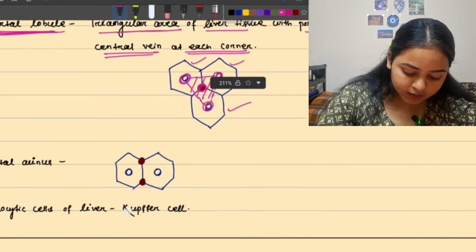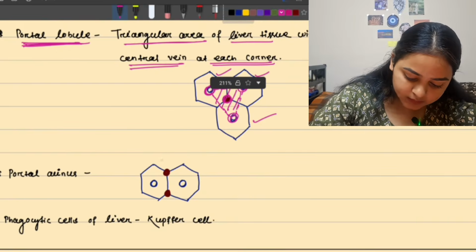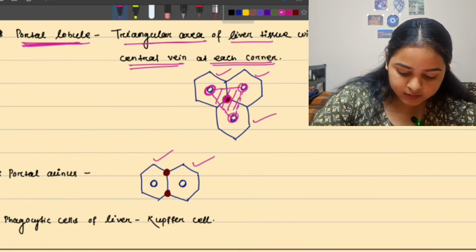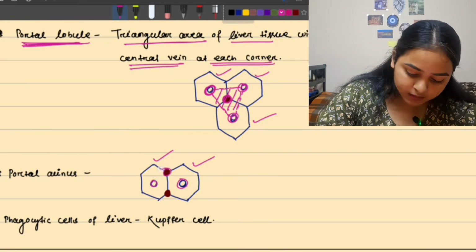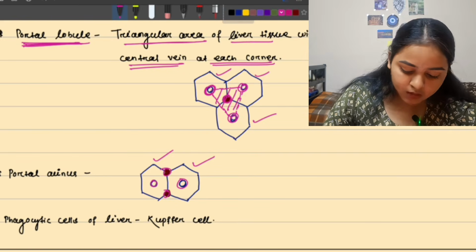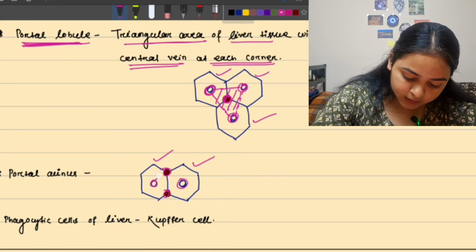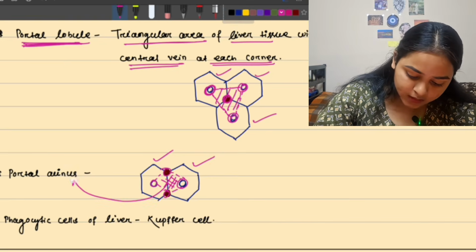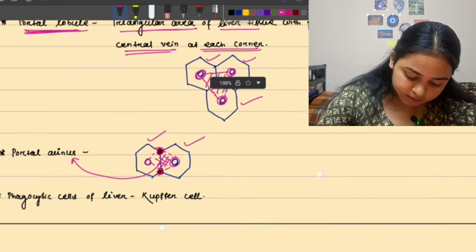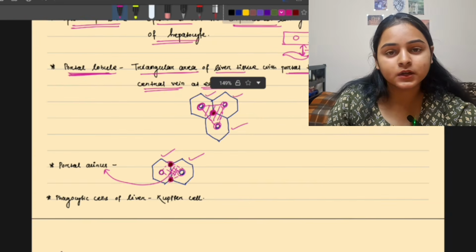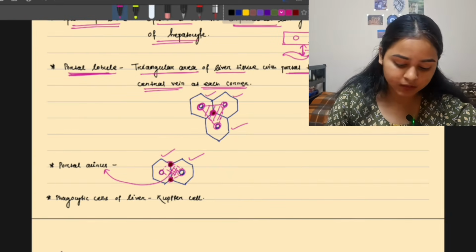Okay. Now what is the portal acinus? Same thing. This is a hepatocyte, this is a hepatocyte, and in the center the central vein is present, and at the two corners there are two portal triads. Now connect the four structures by an imaginary line, and there will be a diamond shaped structure. This diamond shaped structure is known as the portal acinus. Okay. So now you know the difference between portal lobule and portal acinus.